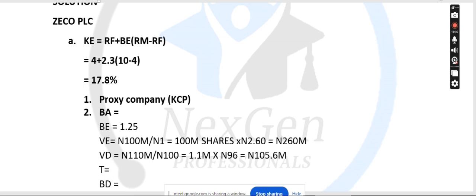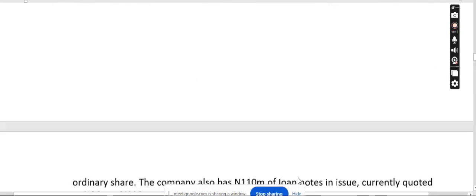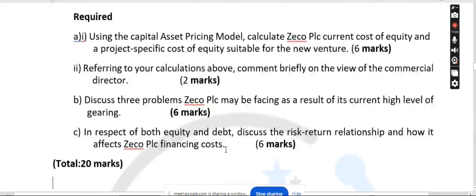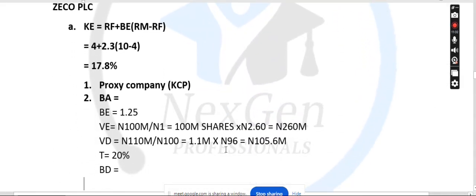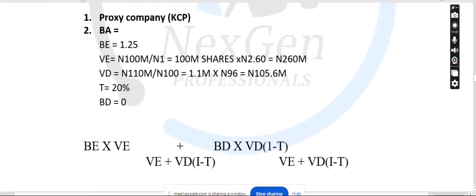So both of them have a tax rate of 20%. There is no beta debt from what we read under the Proxy company. Is there anywhere they say beta debt of the Proxy company or beta debt of KCPLC? If there is any beta debt in this paragraph, they should have included it. So there's no beta debt, which means that the beta debt is equal to 0.